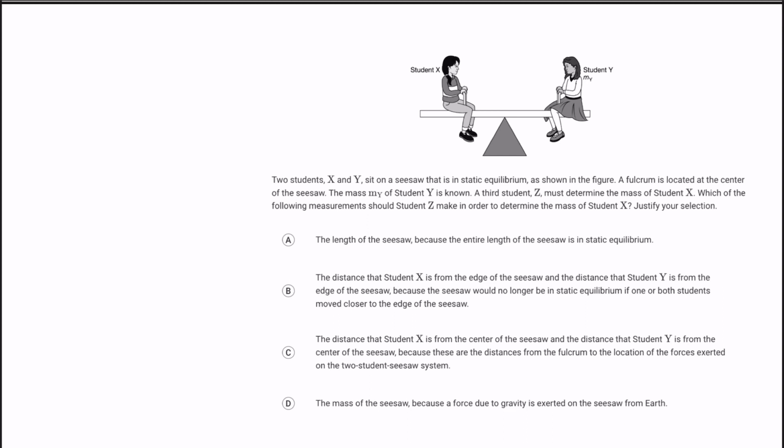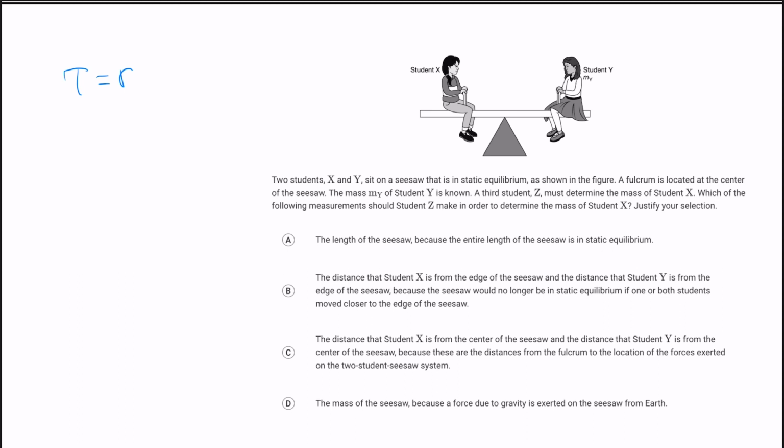Which of the following measurements should student Z make in order to determine the mass of student X? Well, if we know how to find torque based off of mass, or at least force due to gravity in this case, then we know that we could have torque if we knew how far we are from the axis of rotation times the force that's perpendicular to the lever arm.